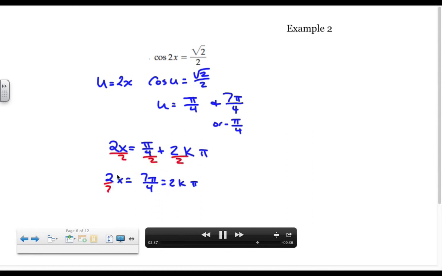Then I have to divide everything by 2. This is a super important step because this is not x equals that, it's 2x equals. So x equals pi over 8 plus k pi, and x equals 7 pi over 8 plus k pi, okay? Or negative pi over 8 plus k pi.